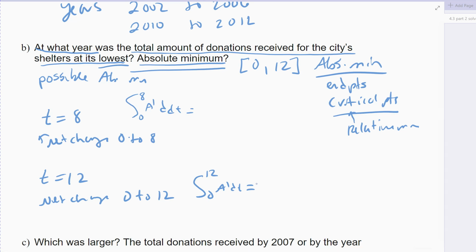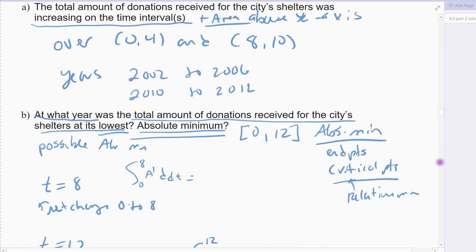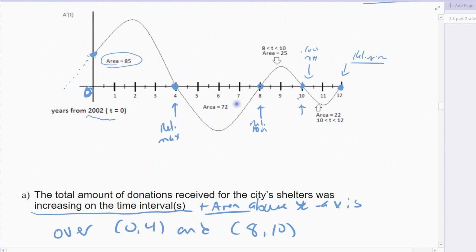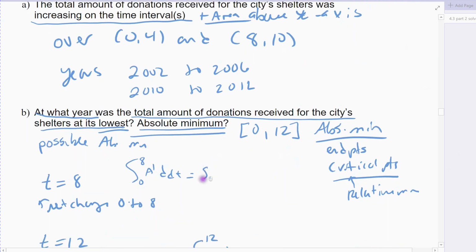And so remember, I add and subtract my area. From 0 to 8, I'll go back up to my picture. First we had a gain in donations, then we had a loss in donations. So it would be 85,000 minus 72,000, so 85 minus 72, which comes out to 13,000. All right, so there was a net gain of $13,000 in donations. The first 4 years they gained, the second 4 years they lost, but they had more gains in the first 4 than losses in the second 4.